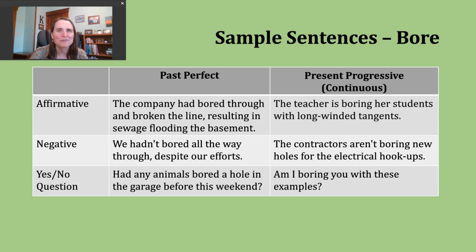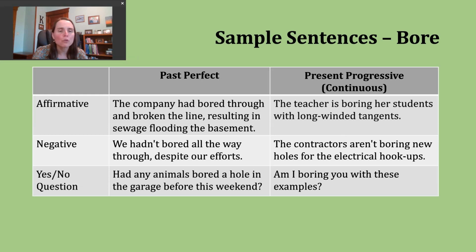To make past perfect sentences, we're going to follow the same pattern no matter what our subject is. So in the affirmative, we start with the subject, we use the past form of have, that's had, and then we use the participle form of the verb. Now let's look at an example.